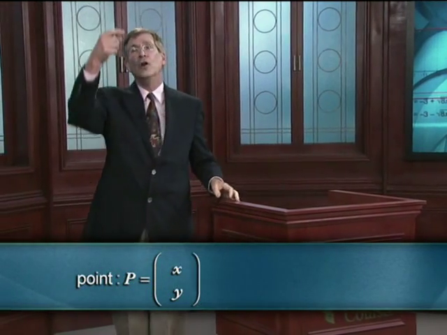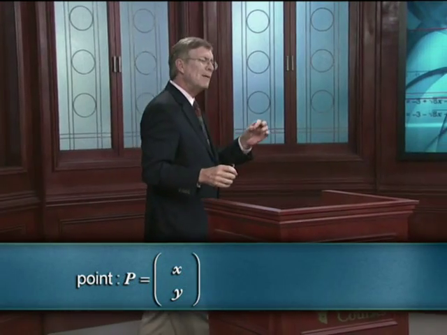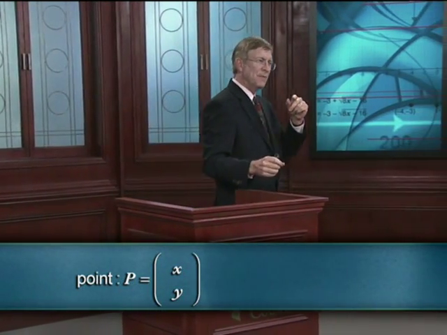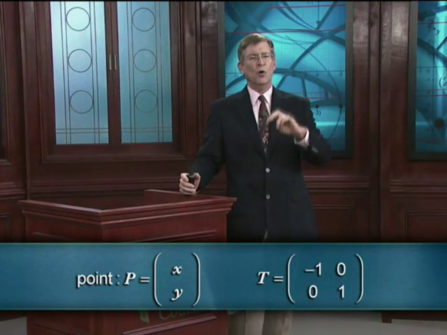Okay, we're going to consider points in the plane. But rather than write them as ordered pairs x, comma, y, I'm going to write them as a column, x, y. You'll see the reason: I have to multiply it by a matrix, and I have to have it as a 2 by 1 matrix, 2 rows, 1 column. So the points are vertical matrices, x, y. And now I'm going to multiply x, y by the following 2 by 2 matrix: minus 1, 0, 0, 1.